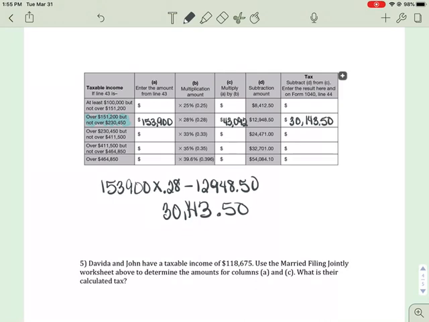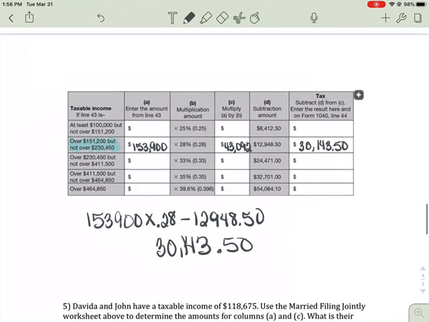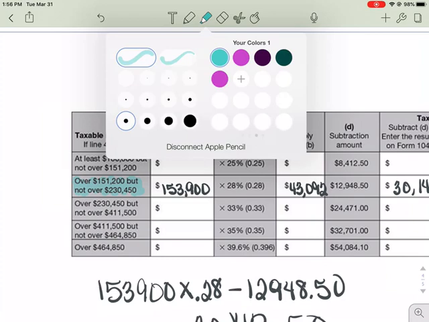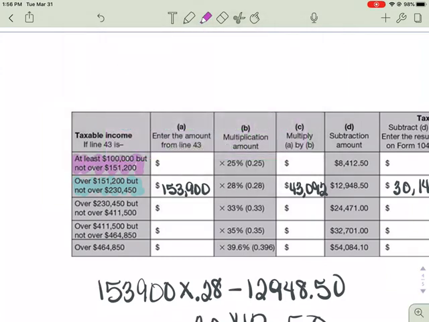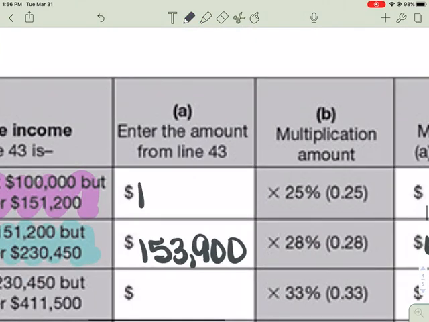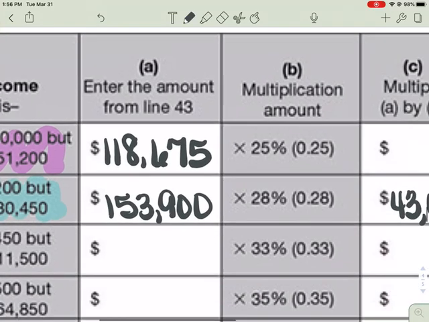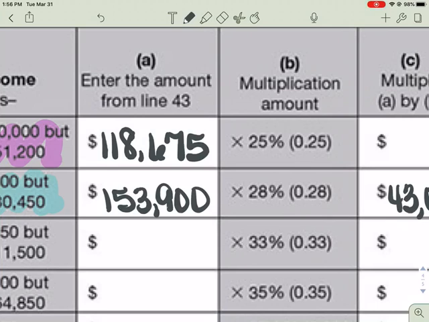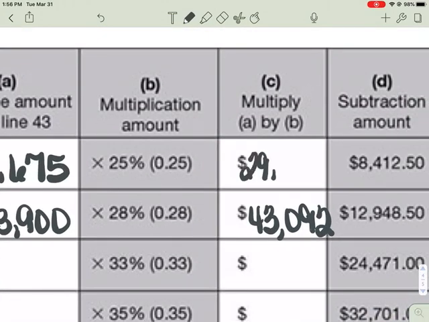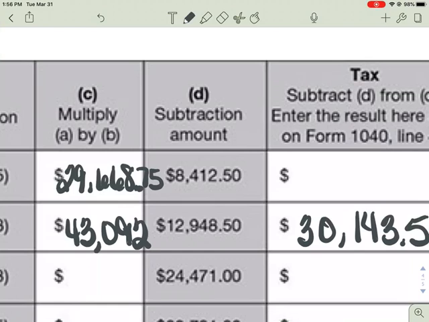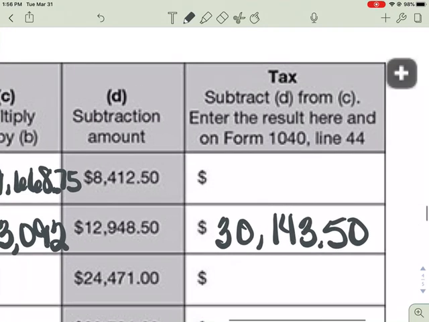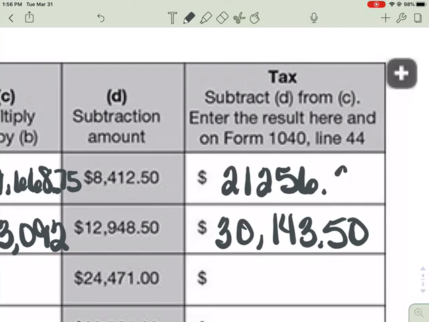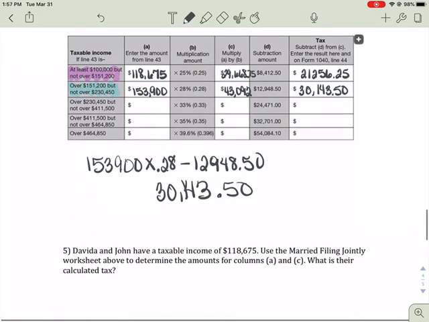Okay. So we have Divya and John, whose taxable income is $118,675. We're going to use the same worksheet that we just did and find their calculated tax. Okay, so 118,675. So let's find which row they're going to be in. Looks like this one. According to this, we're going to times that by 0.25. Okay, so we get 29,668.75. And we're going to subtract 8,412.50. So we get 21,256.25. Okay? And that's how much tax they're going to pay.